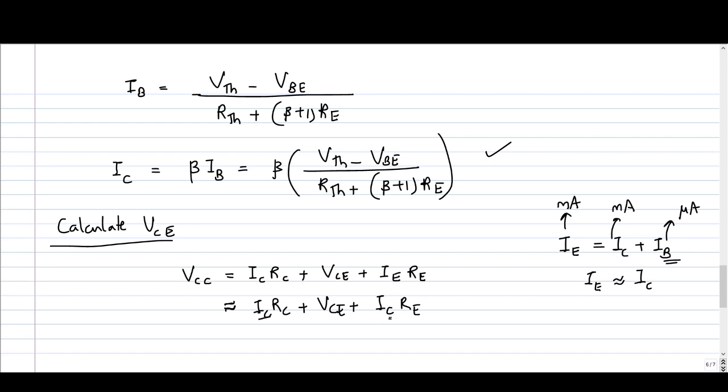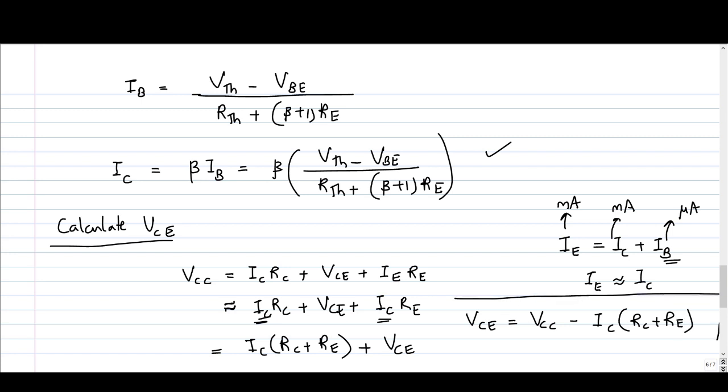Now we can take IC common from these two terms. So VCC equal to IC into RC plus RE plus VCE. So what is VCE? So VCE will be VCC minus this term, IC into RC plus RE. So that is the expression for VCE. Okay, so this is the expression for VCE. This one is the expression for IC. So we got both the coordinates of the operating point.